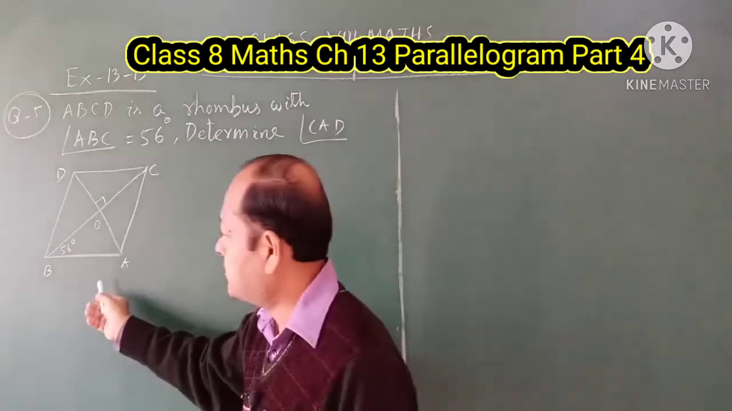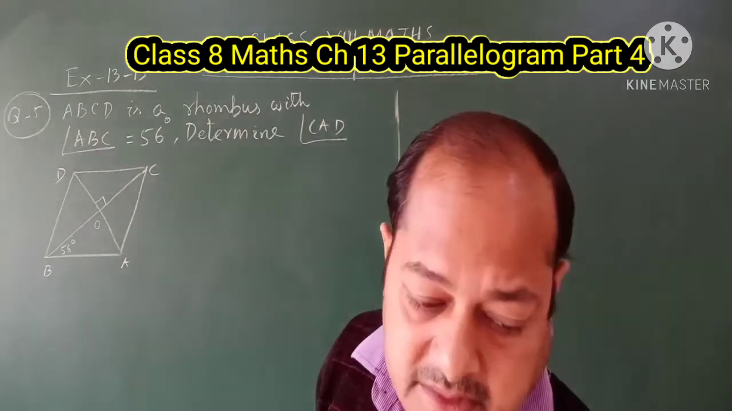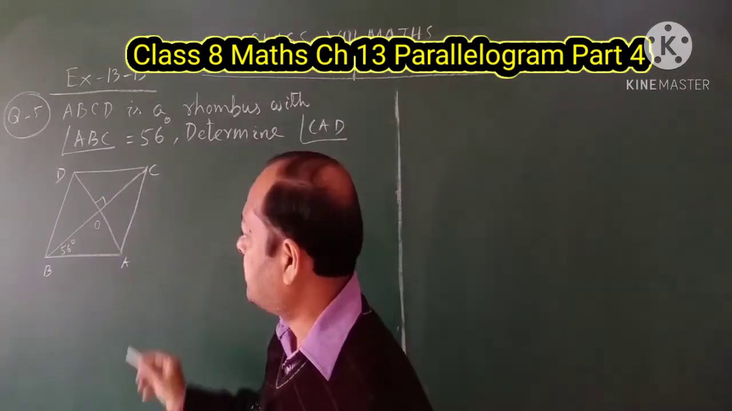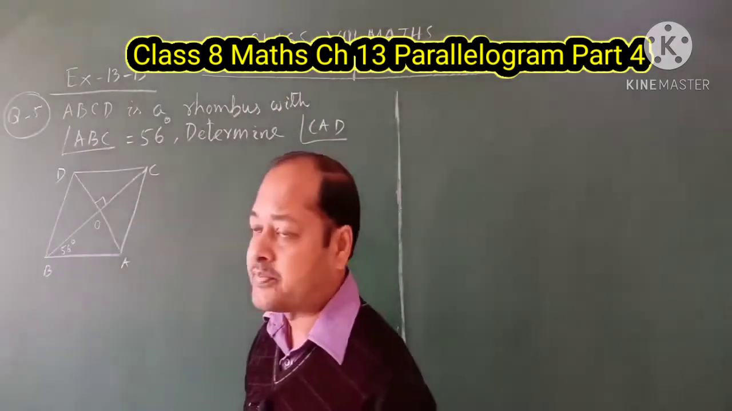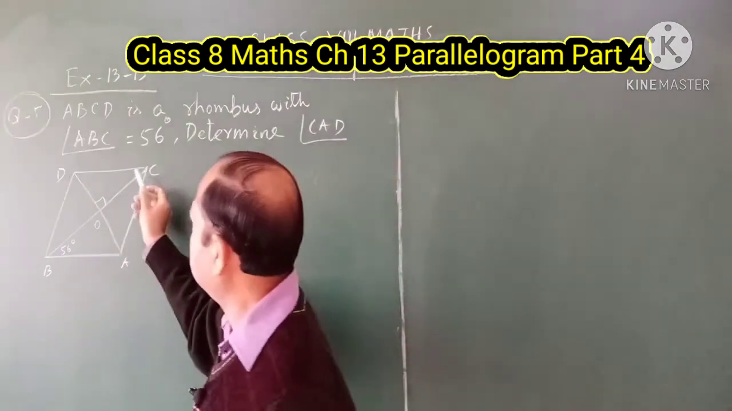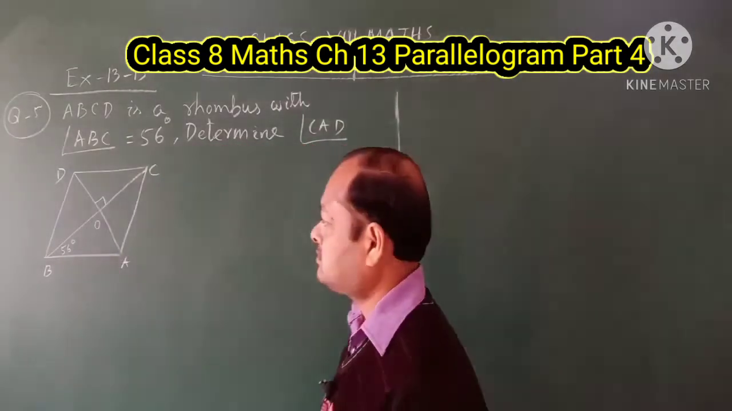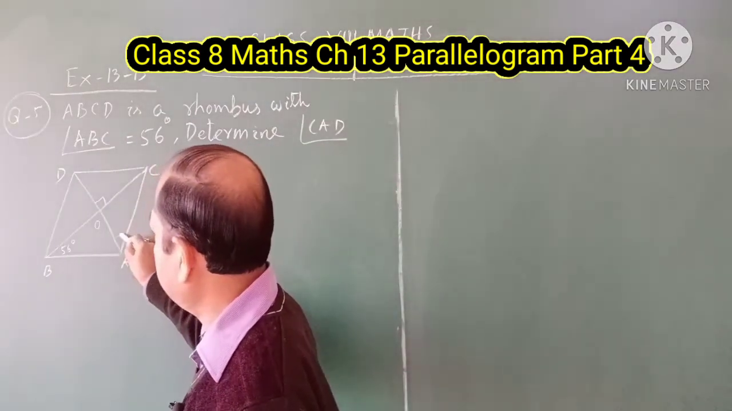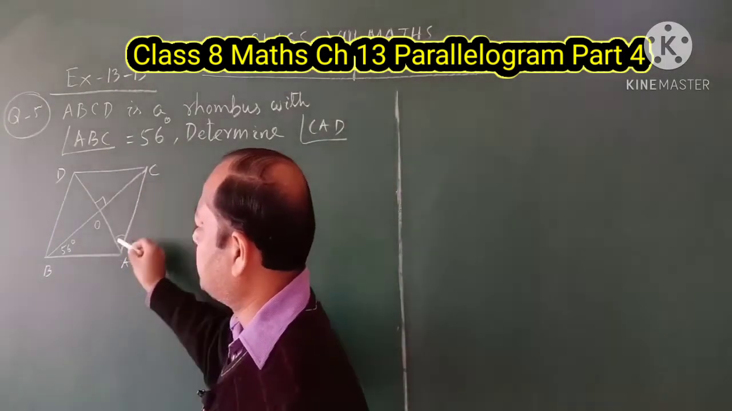Okay, so let's look at the figure. This is the rhombus ABCD. The figure is given in your book, A, B, C and D. And here it is given, this symbol represents 90 degrees, which is giving angle COD is 90 degrees. And one of the angles is given, ABC is 56 degrees. We have to find out the angle CAD. This angle we have to find out. So if we know this angle and this angle, then easily we can find out this angle.